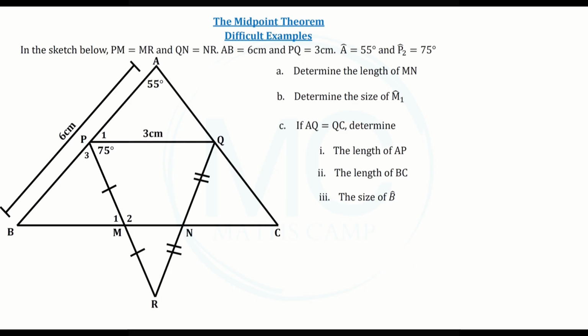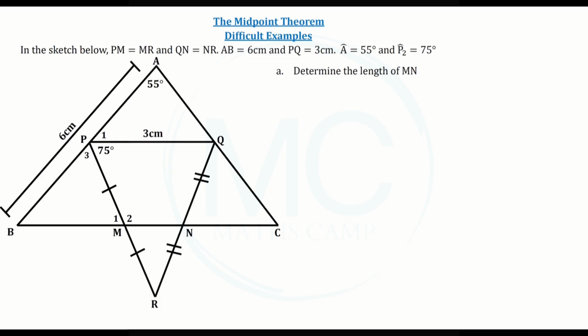Part A, determine the length of MN. B, determine the size of angle M1. C, if AQ is equal to QC, determine 1, the length of AP, 2, the length of BC, and 3, the size of angle B. Let's start with part A. Determine the length of MN.